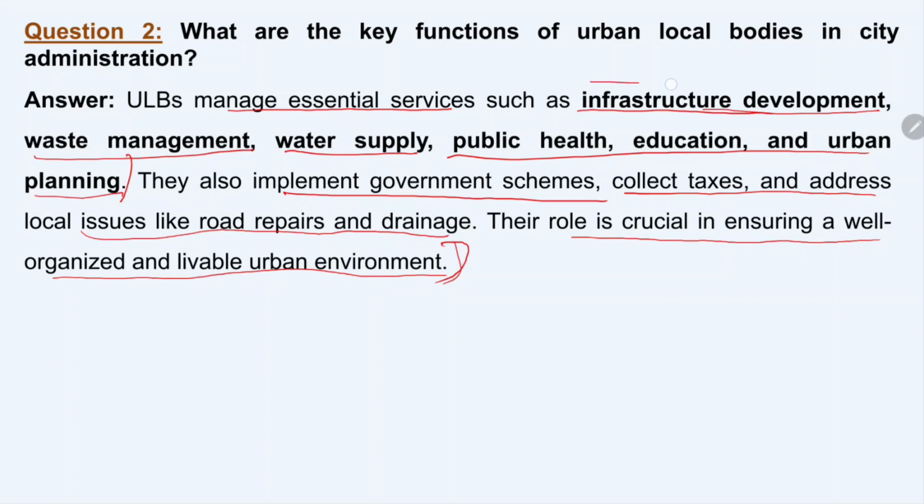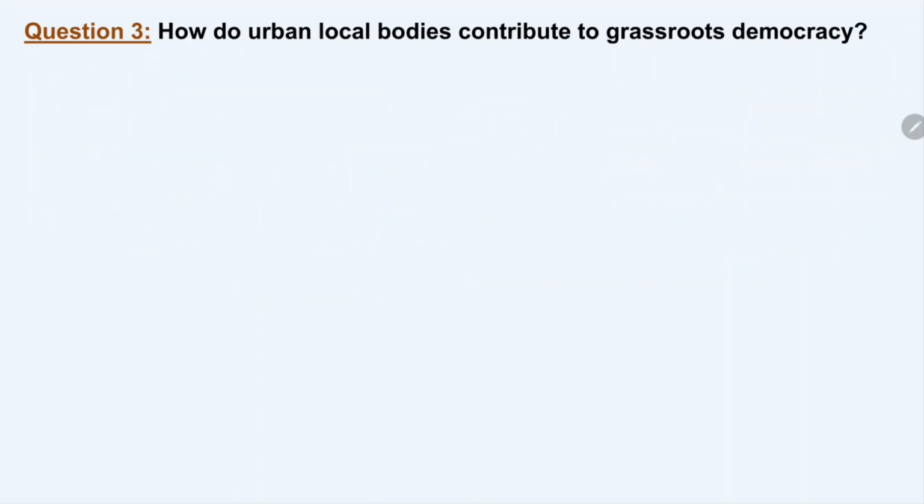So mainly they'll be dealing with infrastructure development, which is related to the buildings or the road repairs, isn't it? And waste management, the water supply, public health, hospitals and all, education, those municipal schools, isn't it? Or urban planning, any developmental project which they are going to bring to their area or in their state. So these are some of the roles which they are playing, and they are ensuring a well organized and livable urban environment through these functions. I hope this is clear.